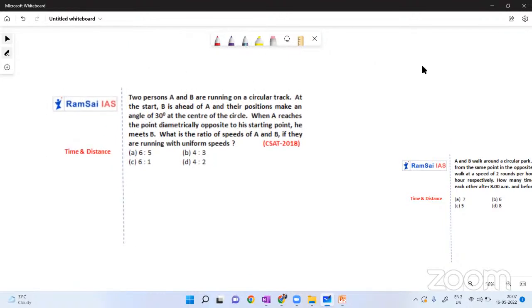Two people A and B are running on a circular track. At the start, B is ahead of A and their positions make an angle of 30 degrees at the center of the circle. When A reaches the point diametrically opposite to its starting point, he meets B. So what is the ratio of the speeds of A and B if they are running with uniform speeds?